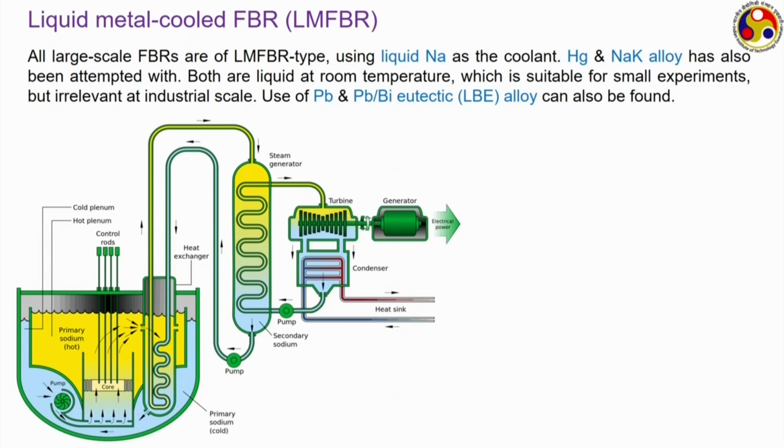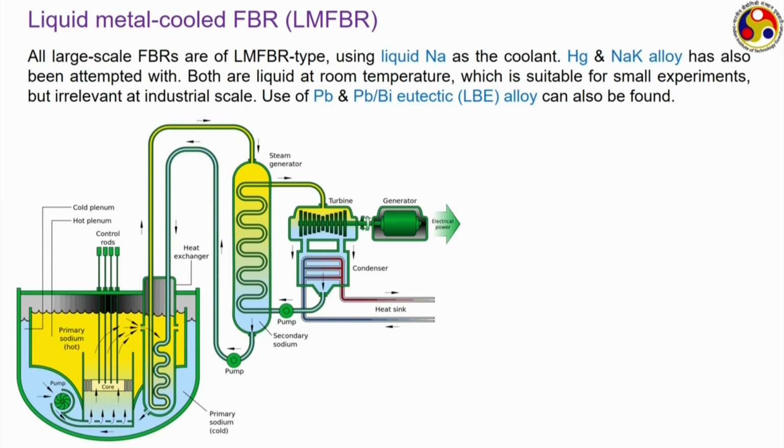But when you are talking about the industrial scale, that is irrelevant, because anyhow we are working at high temperature, and there is very little probability that the temperature will fall below 98 degrees Celsius. So, sodium will always remain in the liquid condition. But a more prospective coolant can be lead or lead bismuth eutectic alloy, which is also called LBE alloy.